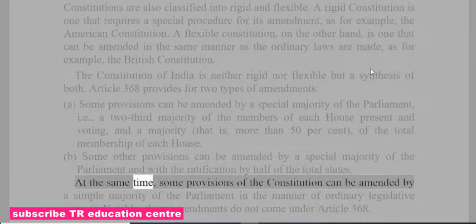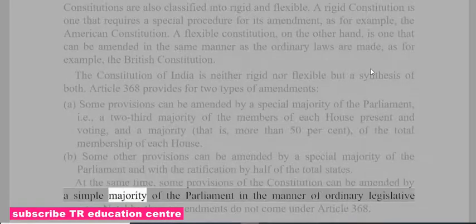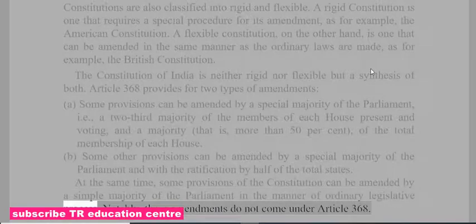At the same time, some provisions of the Constitution can be amended by a simple majority of the Parliament in the manner of ordinary legislative process. Notably, these amendments do not come under Article 368.